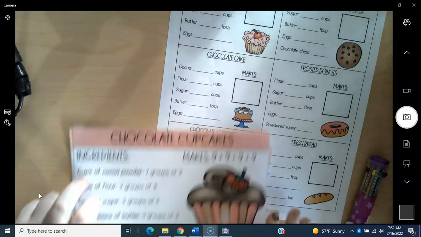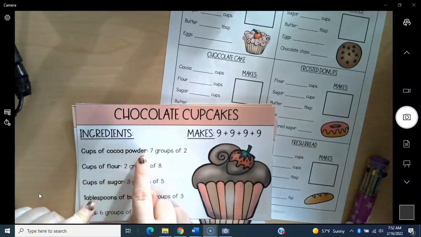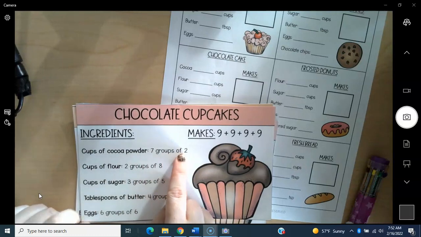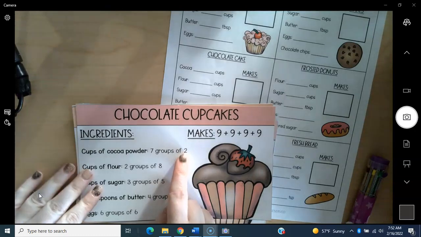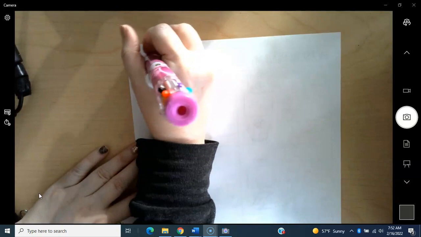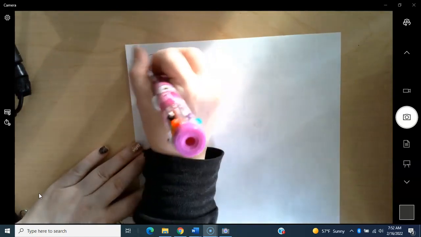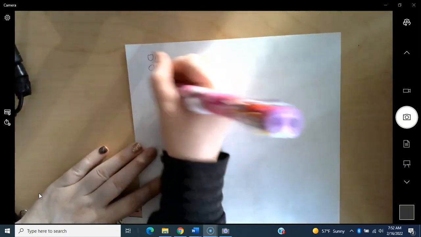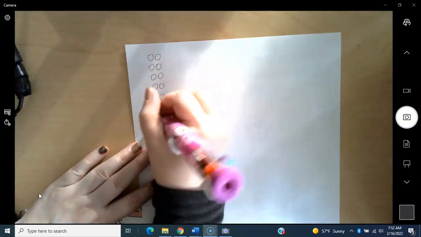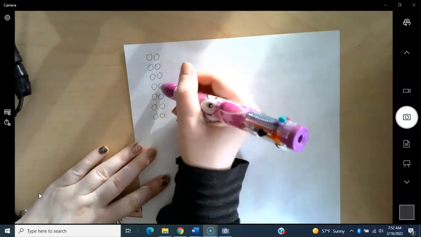Then I can look at the ingredients for cocoa. My cups of cocoa powder is 7 groups of 2. So if I take the number 2 and make 7 groups of 2, I could even flip on the back of my paper and draw that out. So 7 groups of 2. Here's 2, here's 2, here's 2. 1, 2, 3 groups, 4 groups, 5 groups, 6 groups, 7 groups.